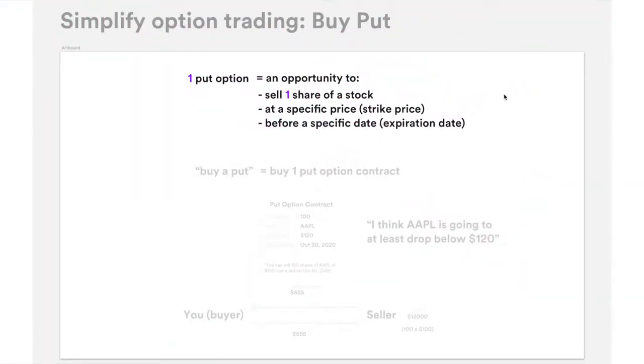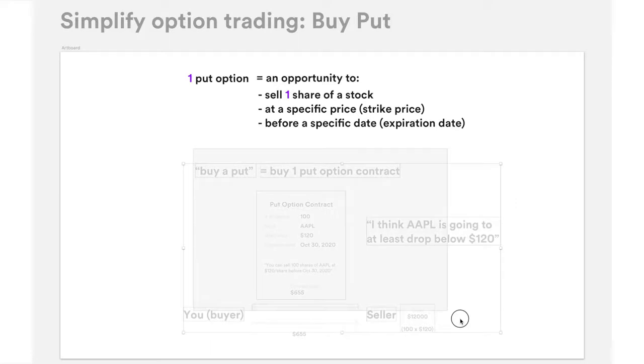Alright, so this is essentially what buy put is. One put option means an opportunity to sell a share of a particular stock at a specific price, which we'll call the strike price, before a specific date, the expiration date, okay? It might sound a little complicated or confusing already because there are three things all baked into one concept of option. It's okay, it will make sense very soon.